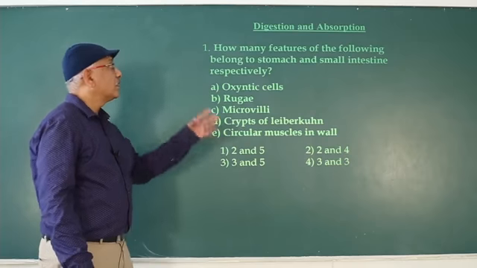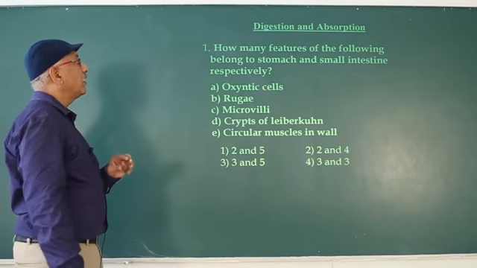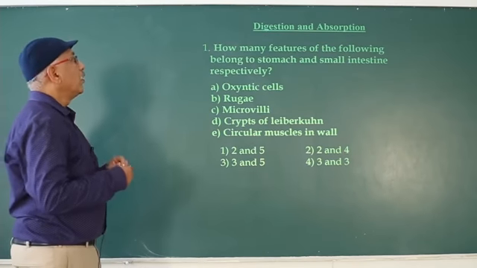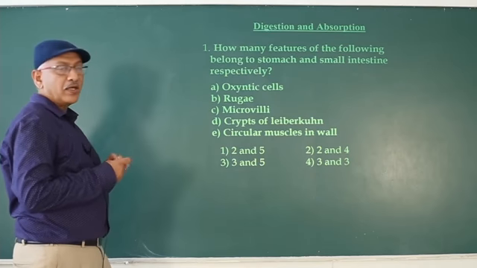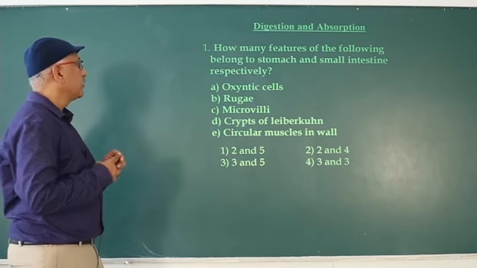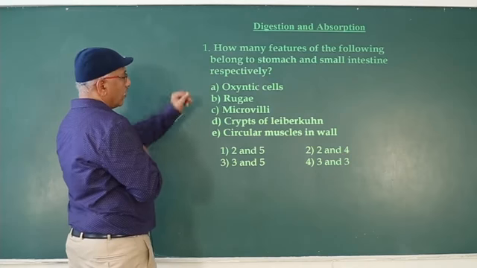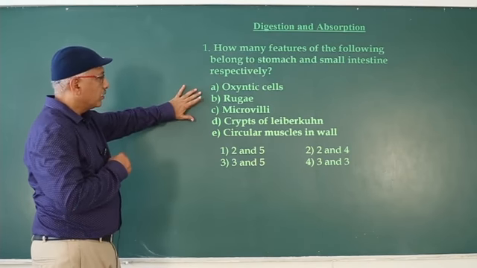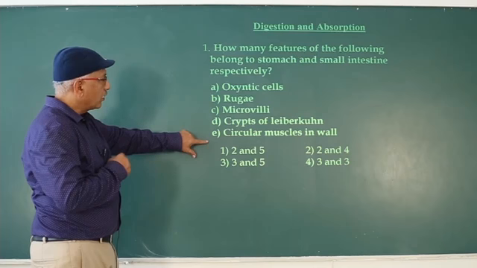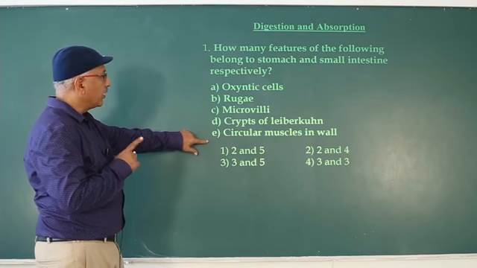Now we discuss remaining questions of digestion and absorption. How many features of the following belong to stomach and small intestine respectively? Oxyntic cells, stomach; rugae, stomach; circular muscles, stomach. So 3.